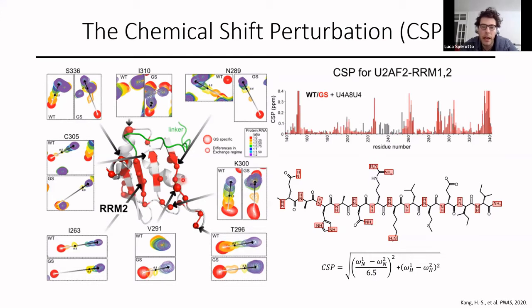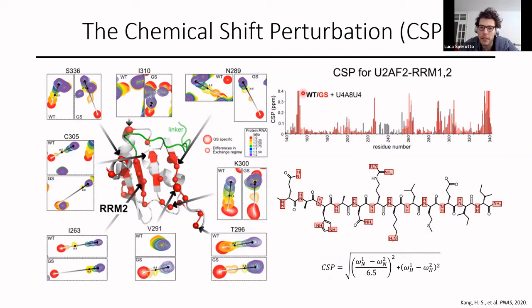So for example, if we are adding RNA and we see these different shifts, and they are all more or less located in the same region, we can think that probably the RNA is binding in that region. And you can also represent these shifts in graphs. Basically, what you are doing here is taking the different frequencies of these peaks, so the nitrogen frequencies and the proton frequencies, and using these you can calculate the chemical shift perturbation, which is basically a number that is put in the graph here.